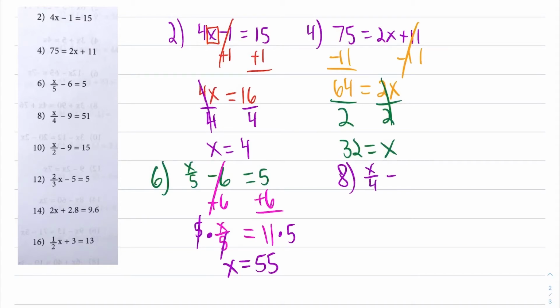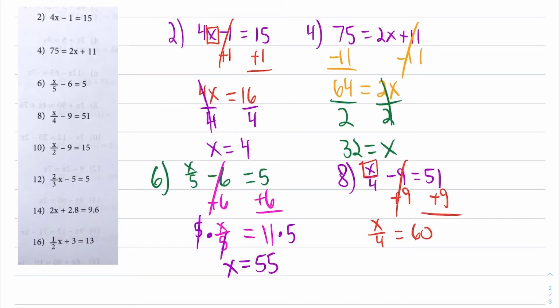x over 4 minus 9 equals 51. I'll box the x. I forgot about that in the last two problems because I'm just used to solving these questions really quickly. So I box the x. That means x needs to stay. We need everything else to go away. That minus 9, we're going to add it to the other side. Gone. x over 4 equals 60.